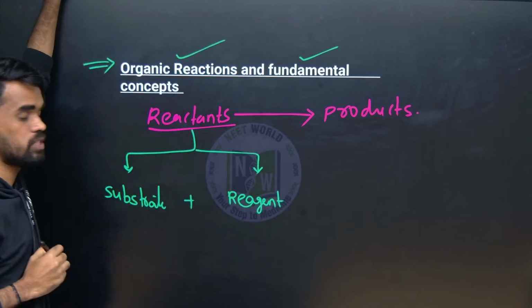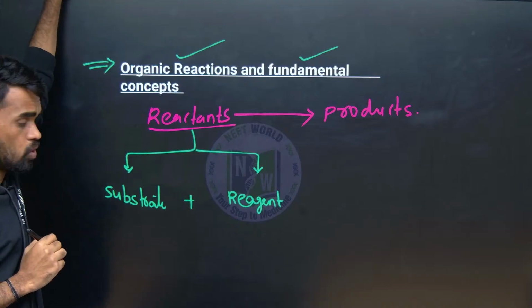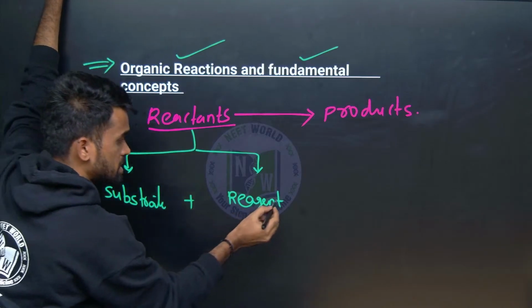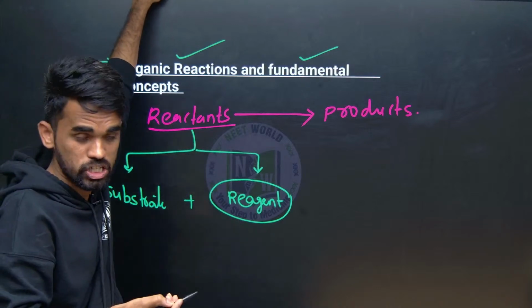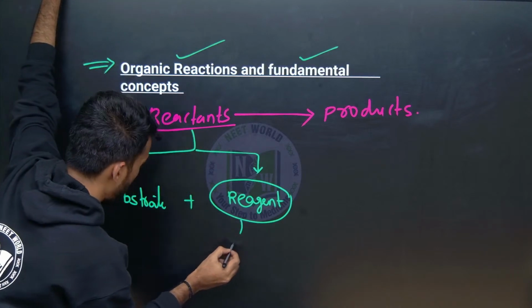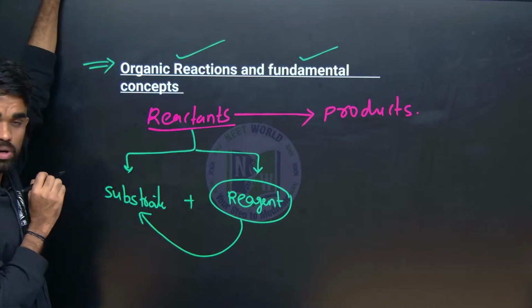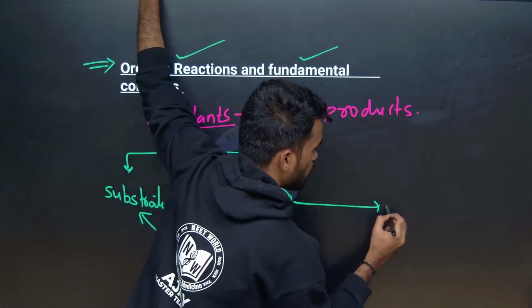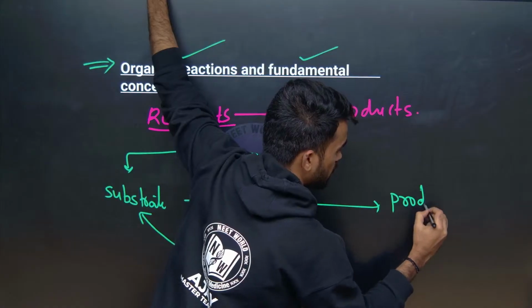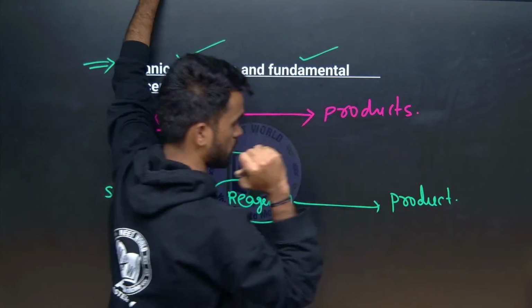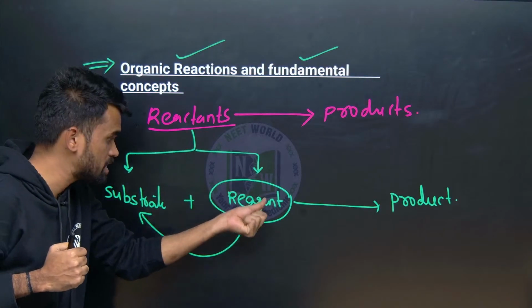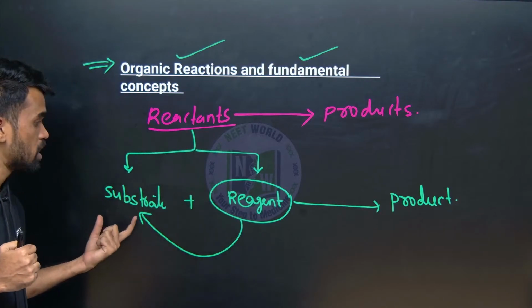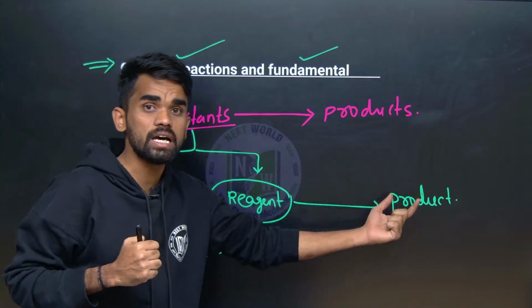So these are the two things we have, right? Now this reagent, we can also call it an attacking reagent. It means this reagent will attack onto this substrate and will give us products. On the reactant side we have substrate and reagent. This reagent will attack onto this substrate and finally give us the product.